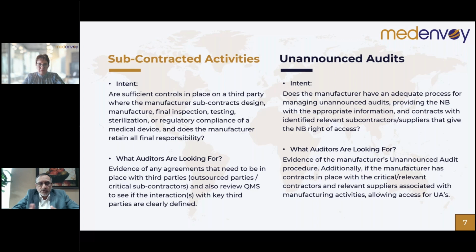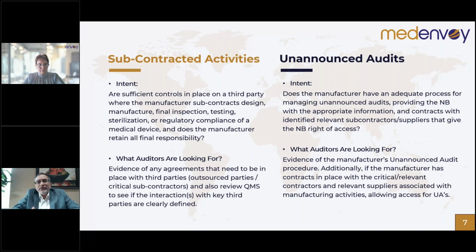One of the first questions we ask is about subcontracted activities. The intent of that question is: as a manufacturer, does your quality management system have sufficient controls over any activity or process that you have subcontracted to a third party? Possibly a sterilization activity. Sometimes you even use contract manufacturing organizations or outsource regulatory compliance aspects.